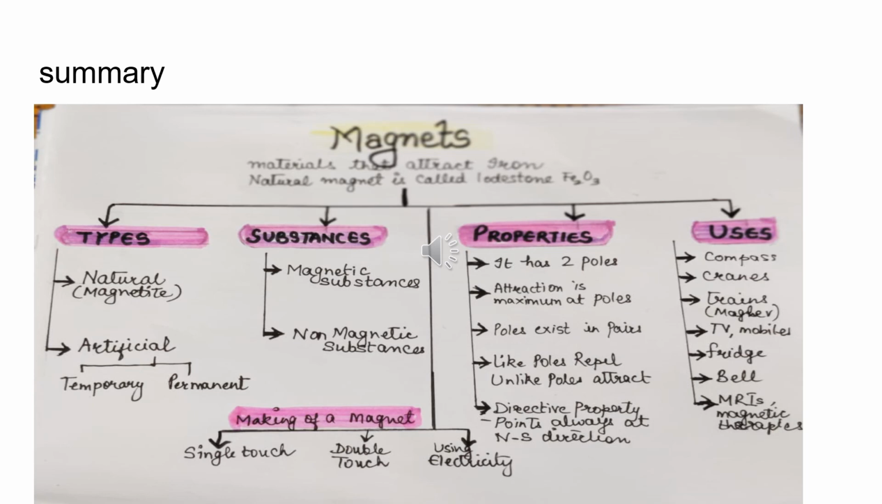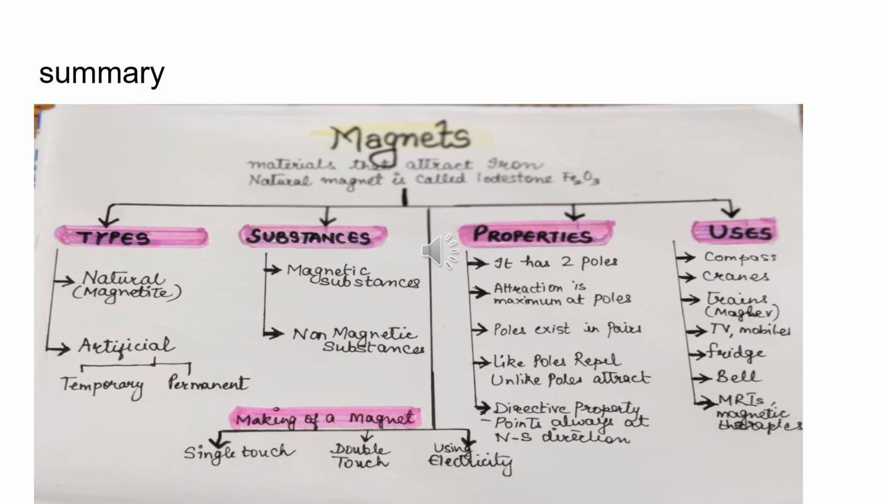What is a magnet? Materials that attract iron, and they attract the cobalt materials, nickel, etc. They are basically magnetite or lodestone, Fe2O3. Fe stands for iron, O oxygen, so it is an oxide of iron. How many types of magnet? We can clearly see the natural and the artificial. Artificial magnet can be temporary and permanent. Substances can be classified on the basis of their properties: magnetic substances and non-magnetic substances. Attracted towards a magnet, not attracted towards a magnet.